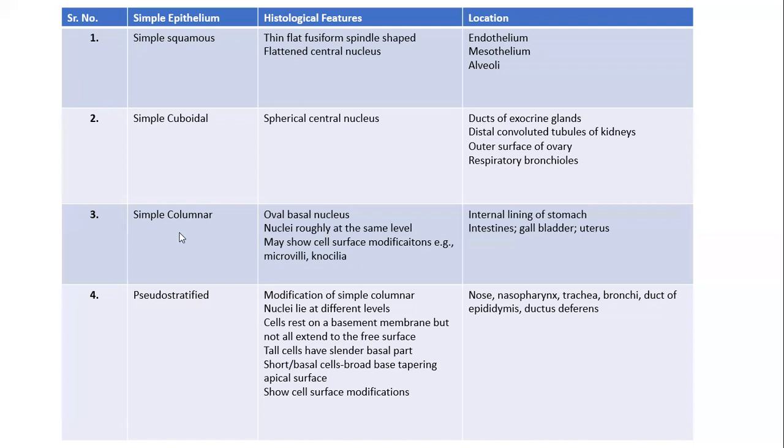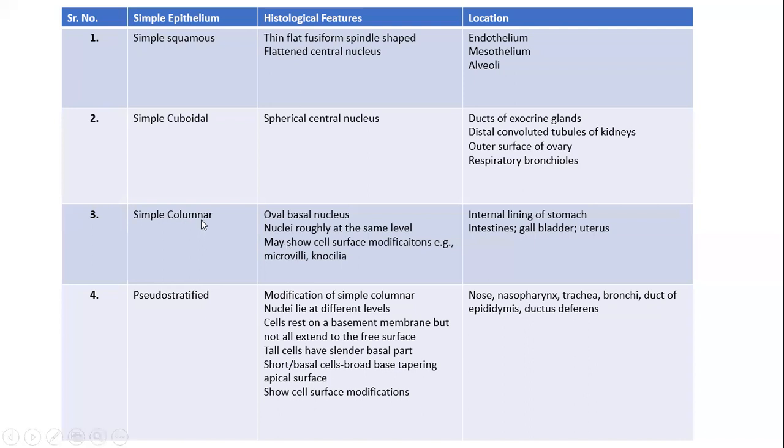Simple columnar epithelium is again the type of epithelium comprising a single layer of columnar cells, tall cells. They are characterized by the presence of an oval basal nucleus, and their nuclei can be found roughly at the same level, which is the differentiating feature from its variant epithelium known as pseudostratified epithelium. So again, this point is very important for the students from the examination point of view.